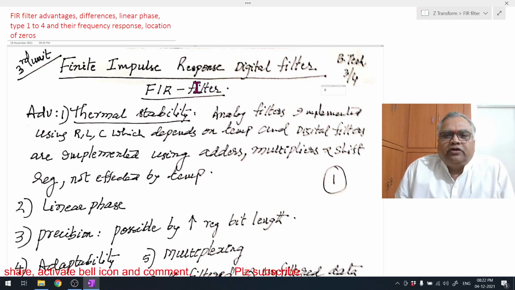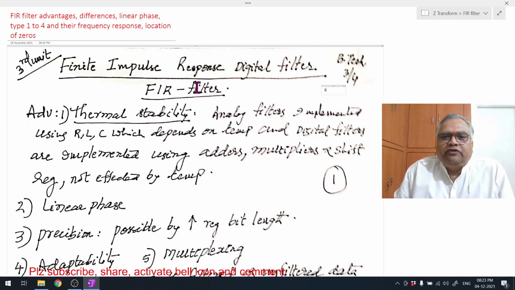So an electronic filter will allow some frequency components and reject some frequency components. Any filter allows frequency components, not the frequency. No filter, no system can change the frequencies. It will change only the frequency component. Component means signal strength, its value.